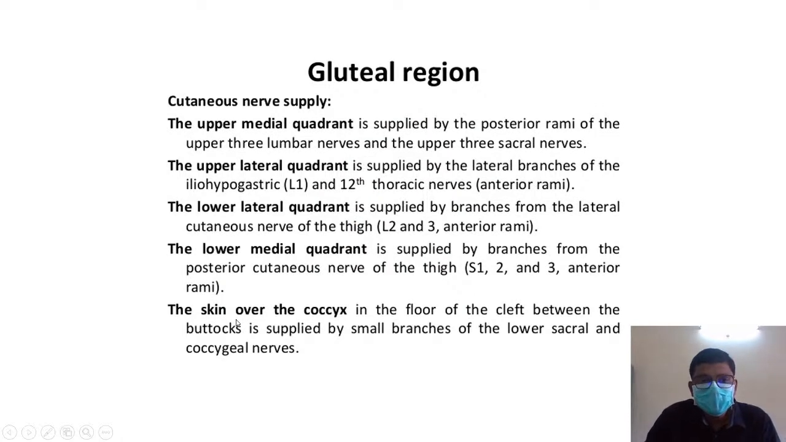And there is a small region of skin over the coccyx, that is in the floor of the cleft between the two buttocks, which is supplied by the small branches which come from the lower sacral and the coccygeal nerves. So this is all about the cutaneous supply of the gluteal region.